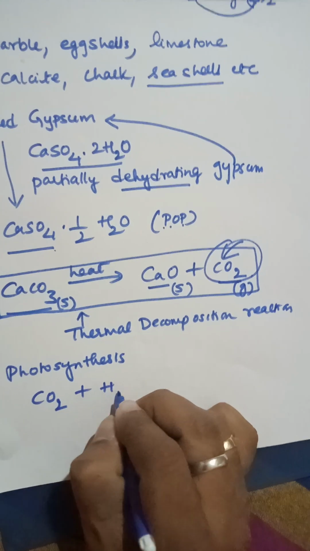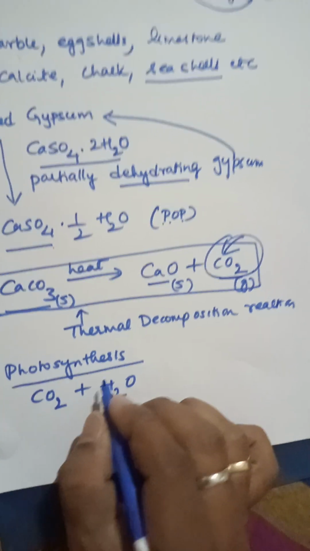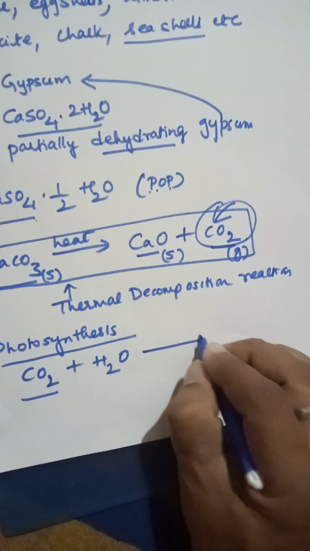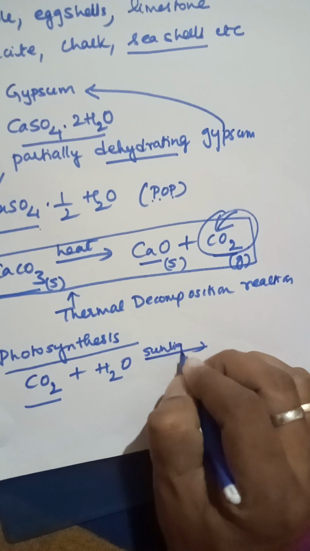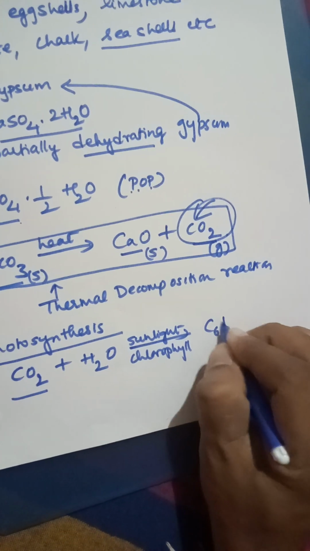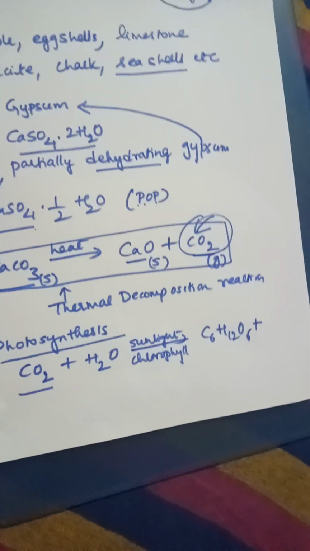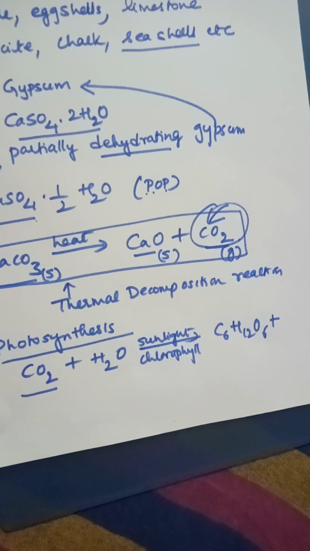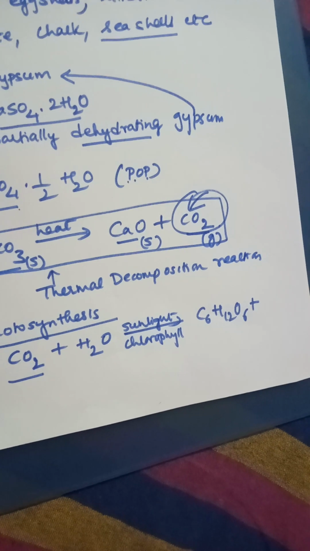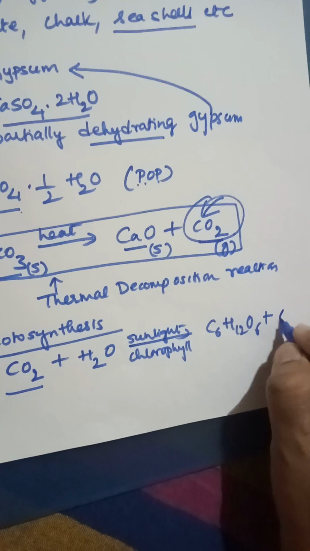Photosynthesis is a biochemical process that takes place in the presence of sunlight, and carbon dioxide is one of its reactants. It takes place in the presence of sunlight and a pigment called chlorophyll to form C6H12O6, glucose, and a very important product which is essential for all living organisms, especially aerobic organisms, to survive, and that is oxygen.